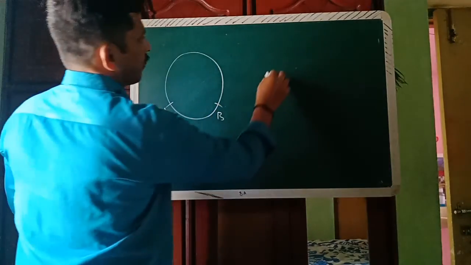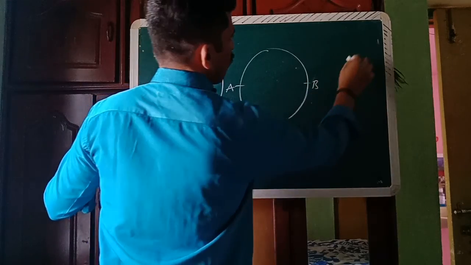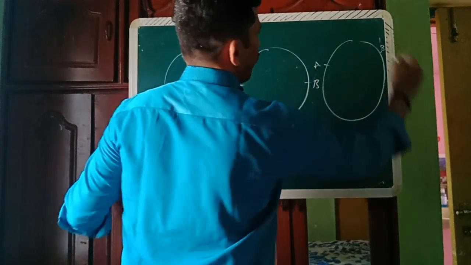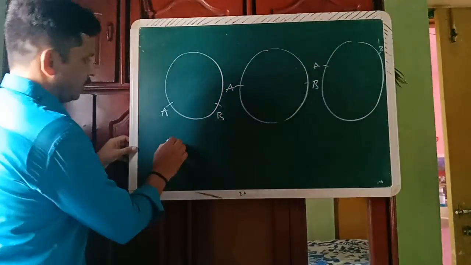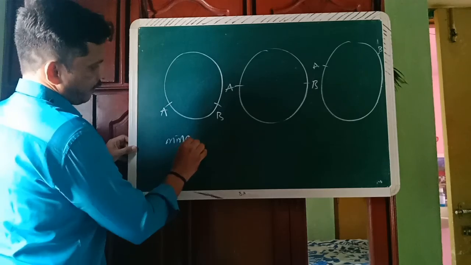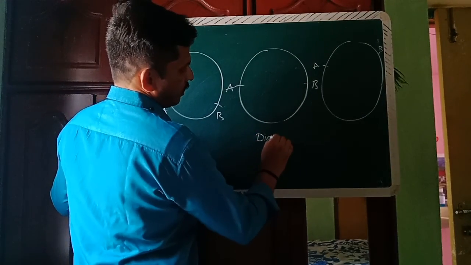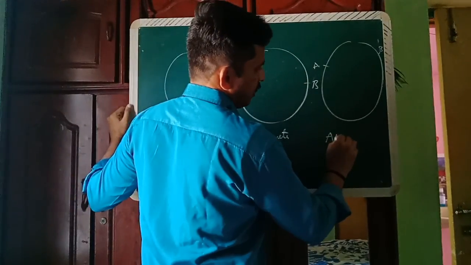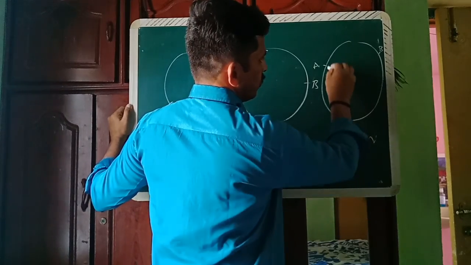AB is a minor arc. Here AB is a diameter, and here AB is a major arc. So these are the three conditions. Here minor, this is diameter. Diameter is nothing but equal arcs. Here AB is a major arc.